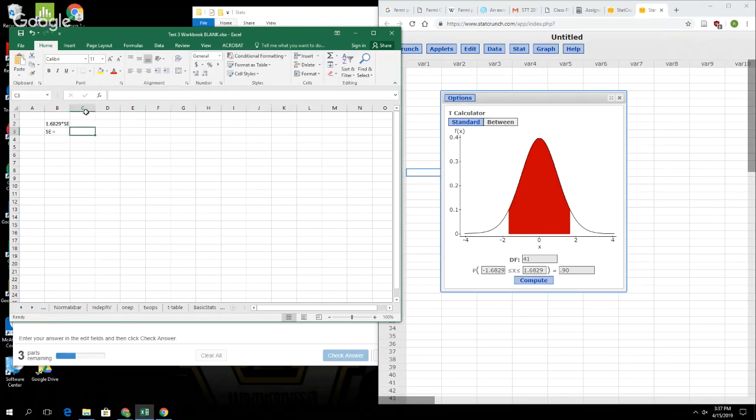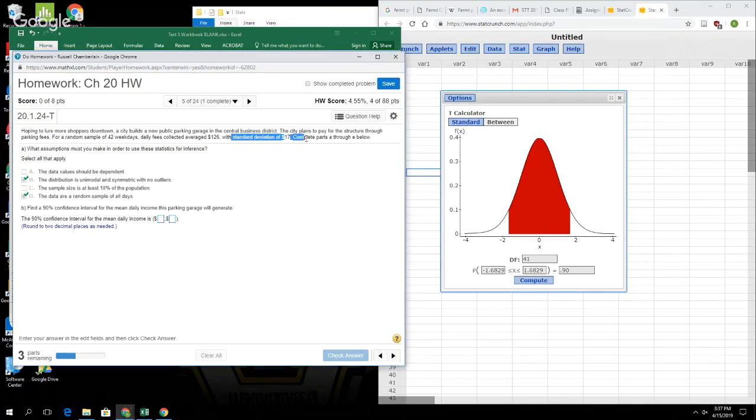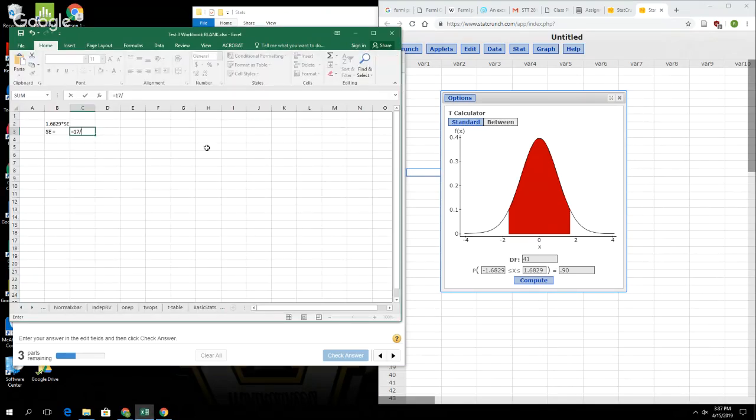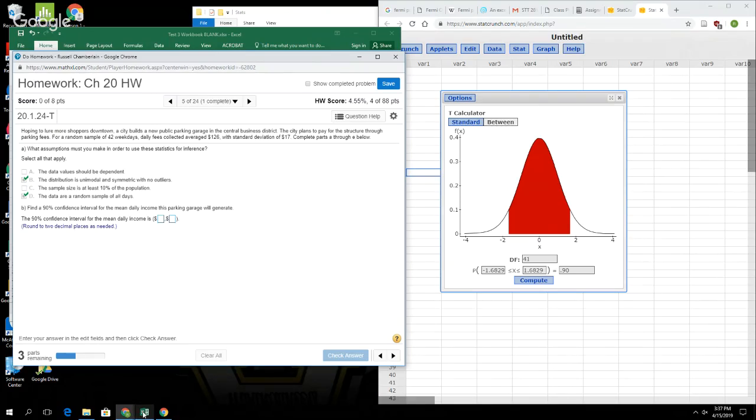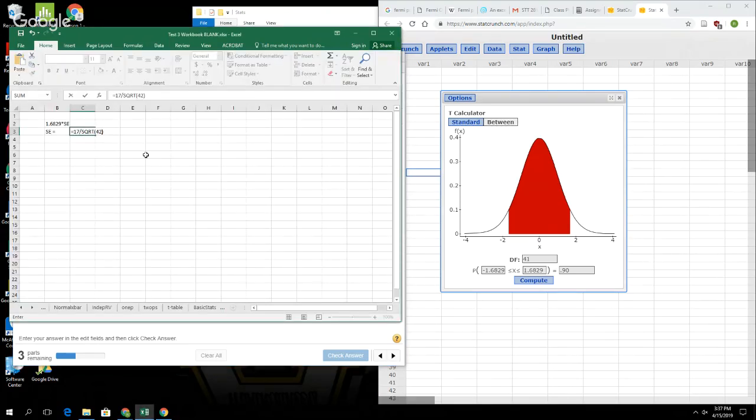Standard error is equal to the sample standard deviation. Let's look back at the problem. With a standard deviation of $17, I want to divide that by the square root of 42 because our sample was 42 weekdays. Hit enter on that and we get 2.623 and so on.